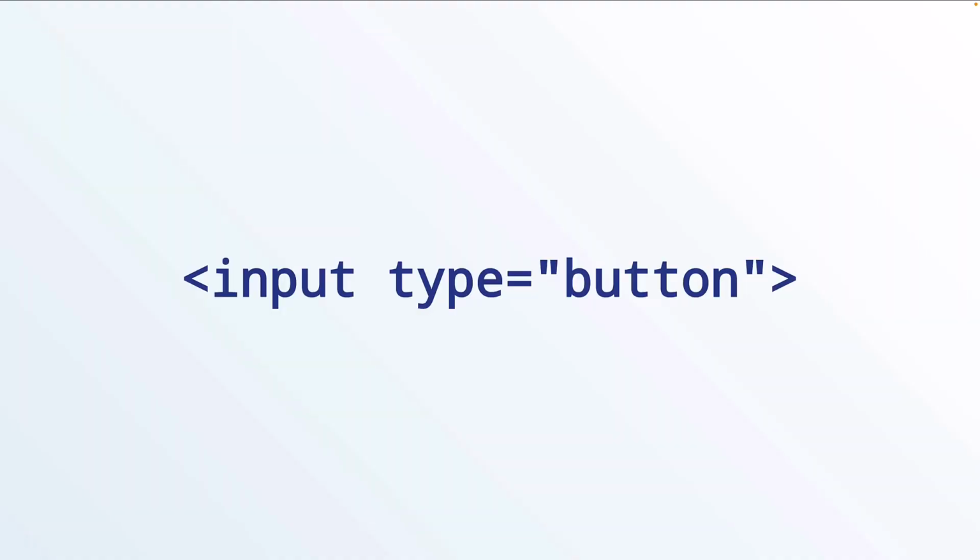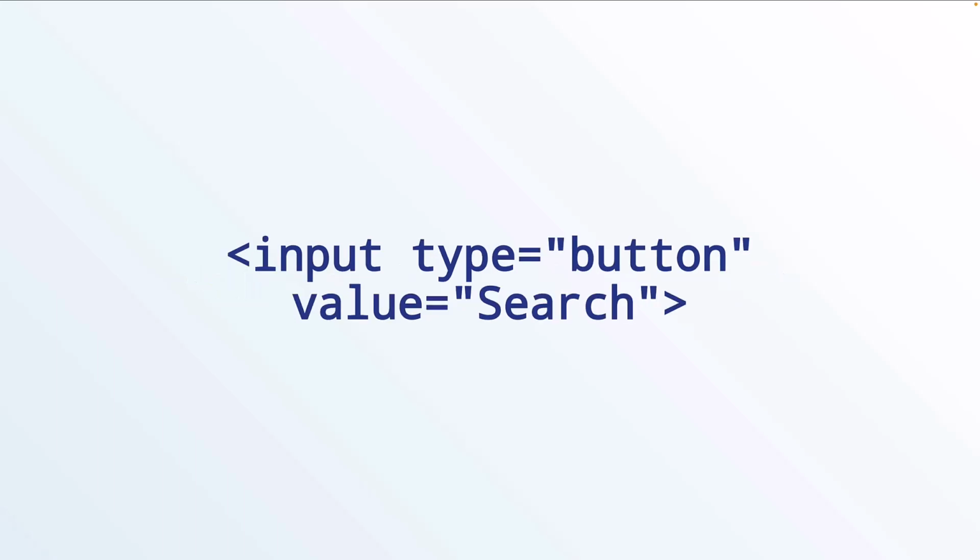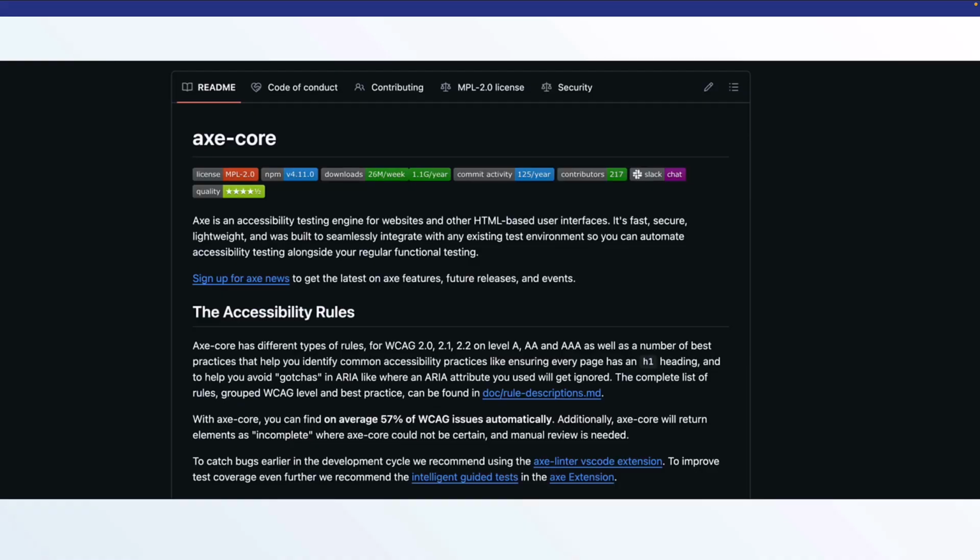Let's say the code on your web page contained this: input type equals button. This would fail an accessibility scan. Automated tools can look at that code and see that no code has been provided to label the control. If a label for the control is supplied, then automated tools can scan the code and say that the rule has been passed.